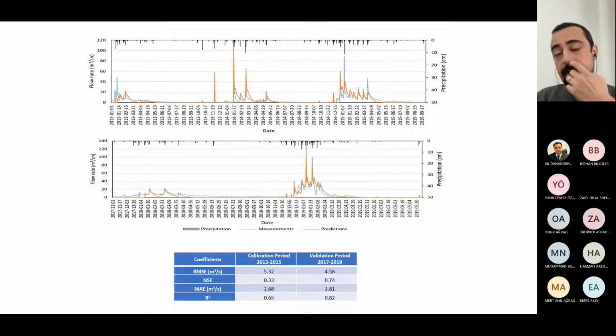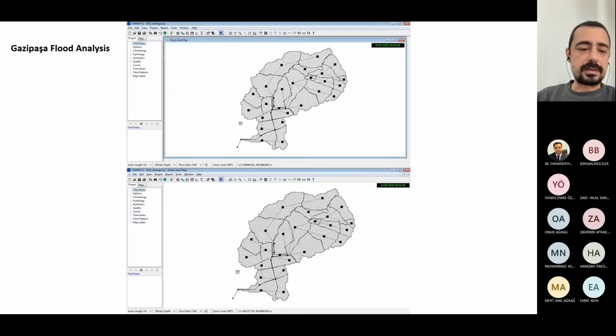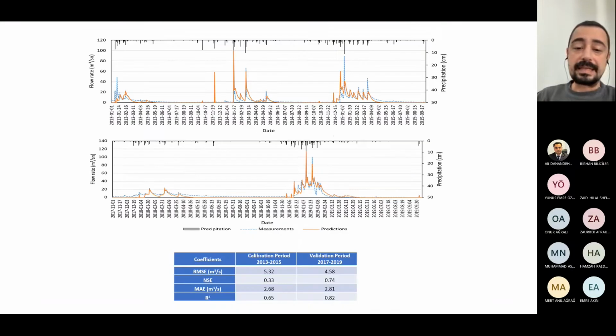But not exactly. So the accuracy of your model is measured like this. We have different indicators or coefficients in order to measure how accurate the model is. For example, the Nash-Sutcliffe efficiency and R square. These are all these indicators.